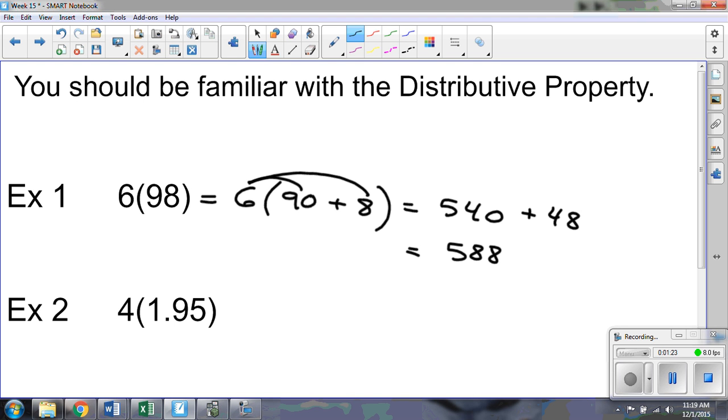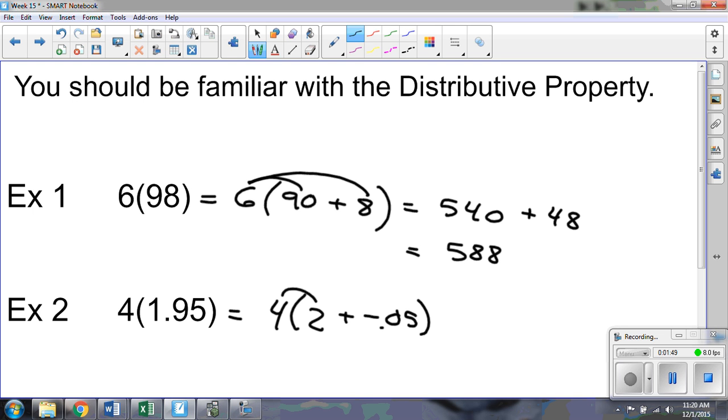Example 2. 4 times $1.95, which is really helpful with shopping when you're going to buy 4 of something that's $1.95. Well, in this particular instance, we could write $1.95 as $2 plus a negative 0.05, or subtract 0.05.